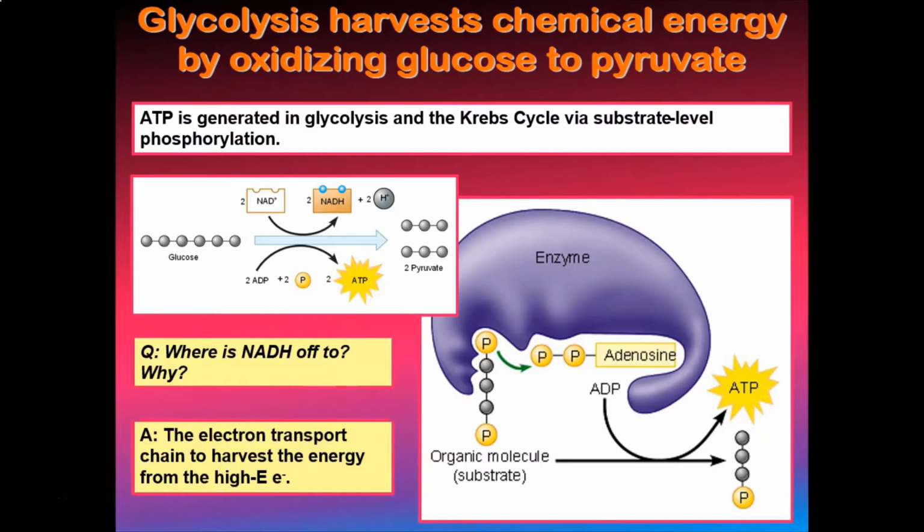So where is NADH off to and why? Well, of course, the electron transport chain, right? As long as you have oxygen and you're doing normal cellular respiration, you're going to have these NADHs shuttled off to the mitochondria.